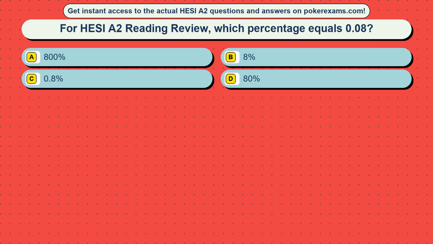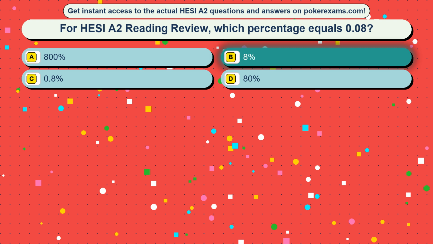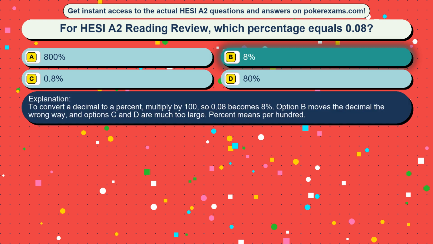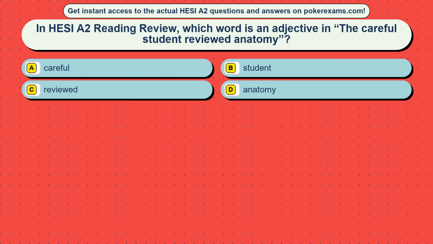Question 12. For HESI A2 reading review, which percentage equals 0.08? Option A, 800%. Option B, 8%. Option C, 0.8%. Option D, 80%. The correct answer is option B, 8%. To convert a decimal to a percent, multiply by 100, so 0.08 becomes 8%. The other options are wrong: 0.8% moves the decimal the wrong way, and 80% and 800% are much too large. Percent means per hundred.